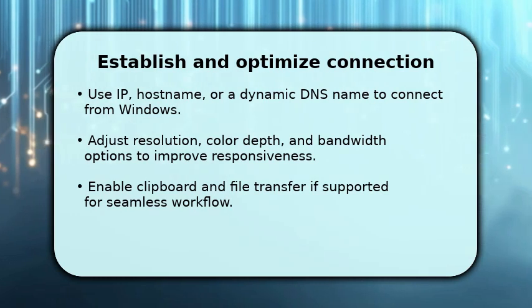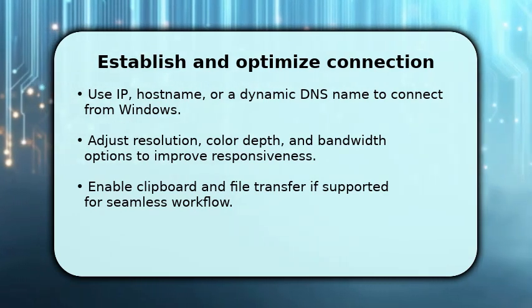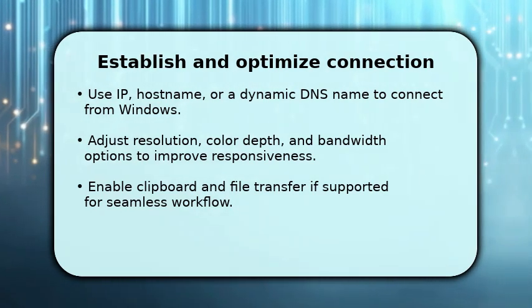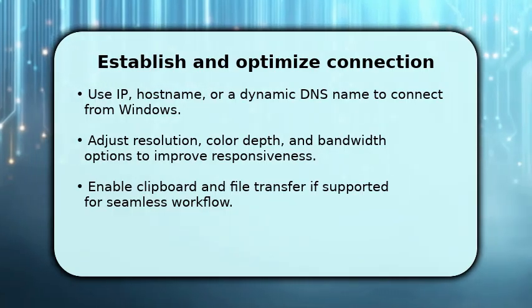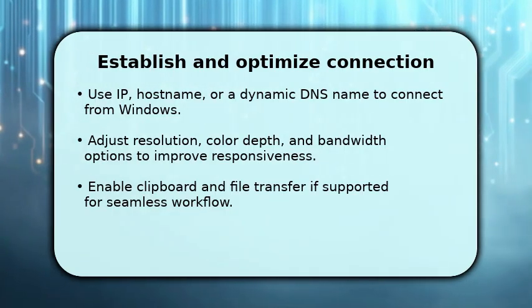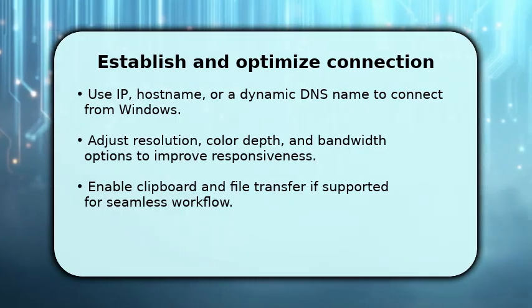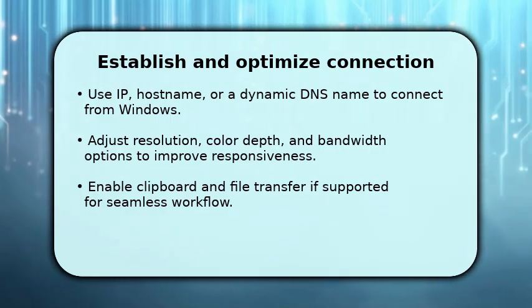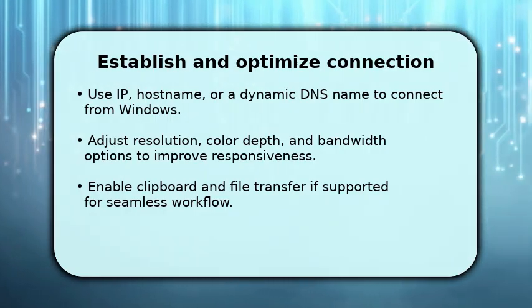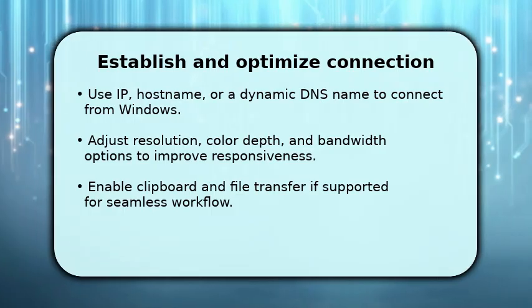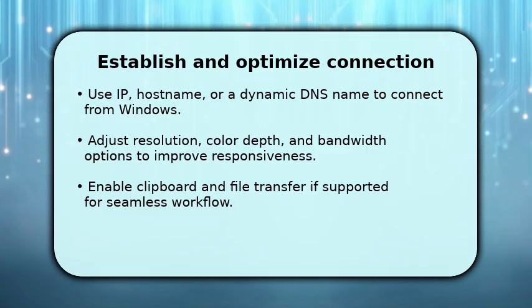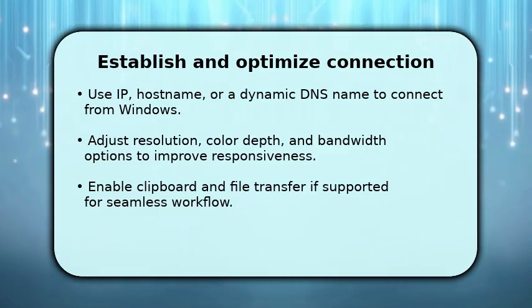You now connect and optimize for real use. Enter the Mac's IP, hostname, or dynamic DNS into the client and authenticate. This opens the Mac desktop in a window. If it feels slow, lower resolution and color depth, or enable compression. This trades quality for speed and reduces lag. Make sure clipboard and file transfer are enabled so you can copy text and move files. These small tweaks let you work smoothly without constantly switching machines.